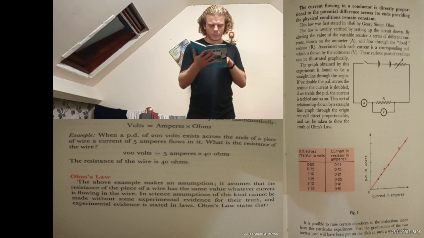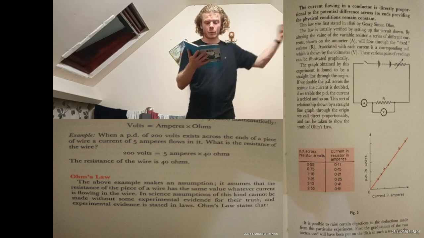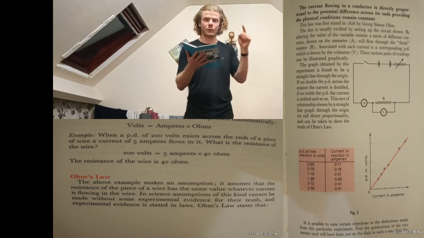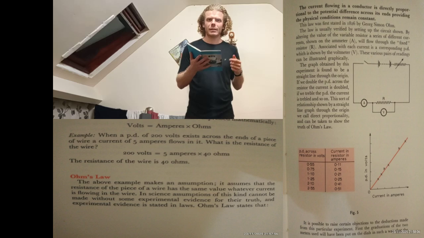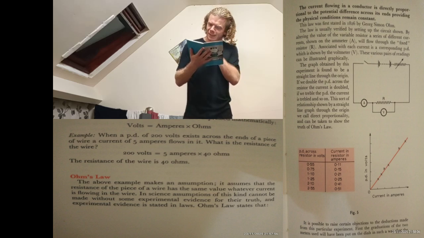Then a potential difference of 200 volt exists across the ends of a piece of wire. So 200 was lost, and we had put 5 in. Then we're having something that has a resistance of 40 ohm. I didn't understand it. And I didn't understand the last part.